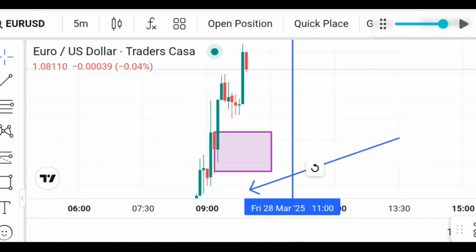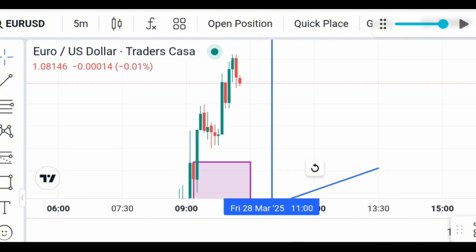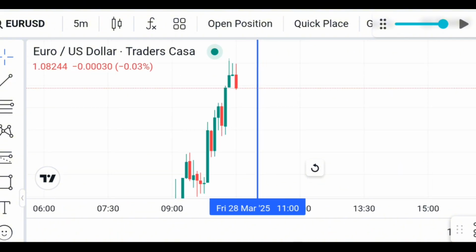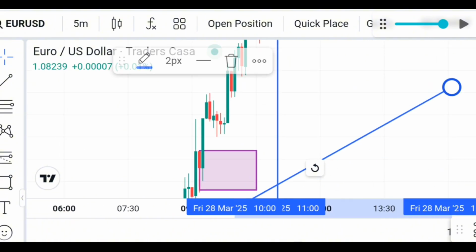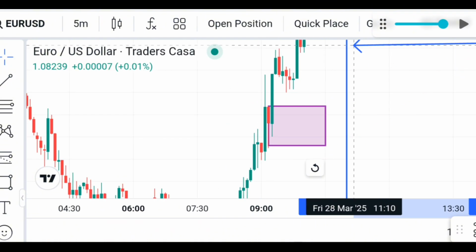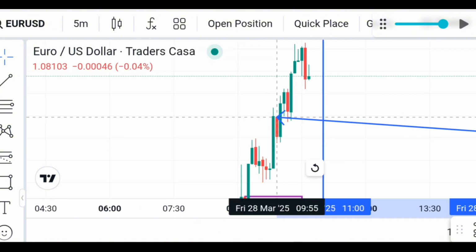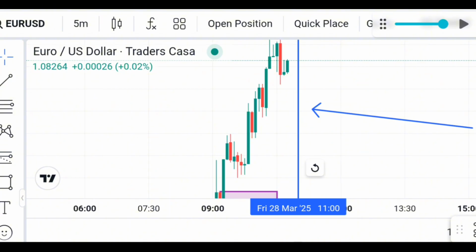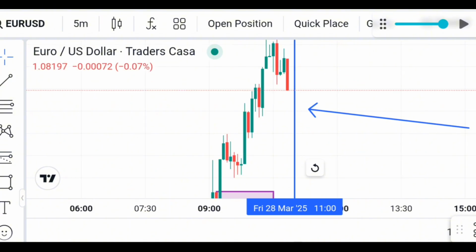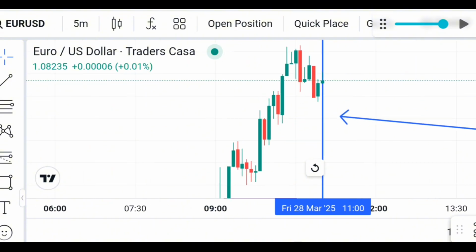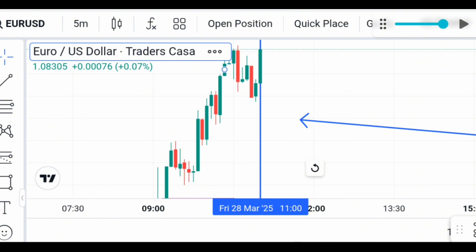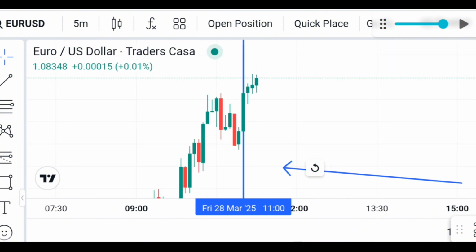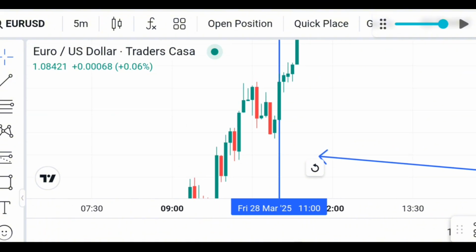Price still doesn't take it out. Let's see. You can see price is even offering more and more demand order blocks right there. So we do have a retracement to this demand order block, but our time session has finished and it does play out quite nicely.